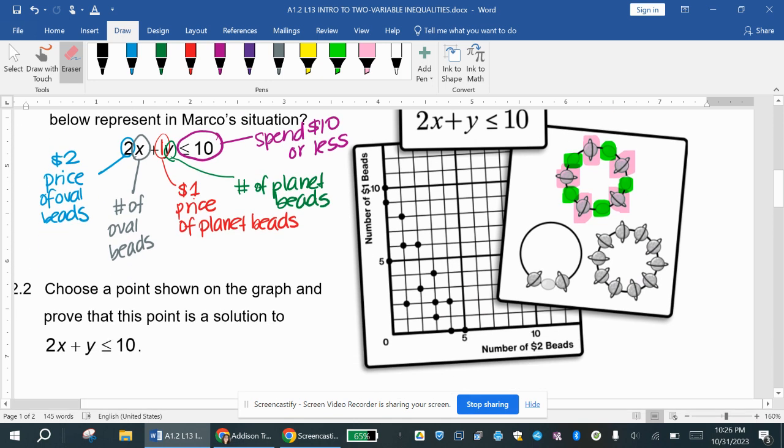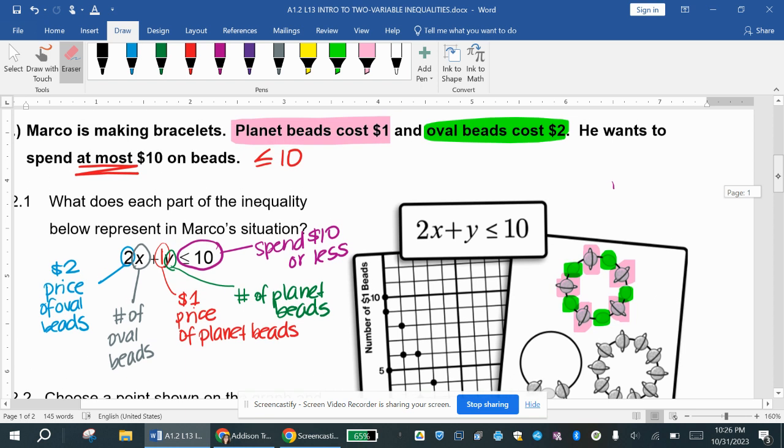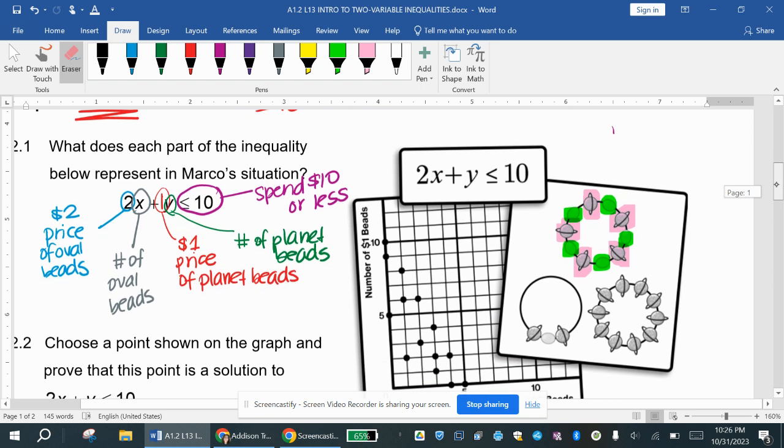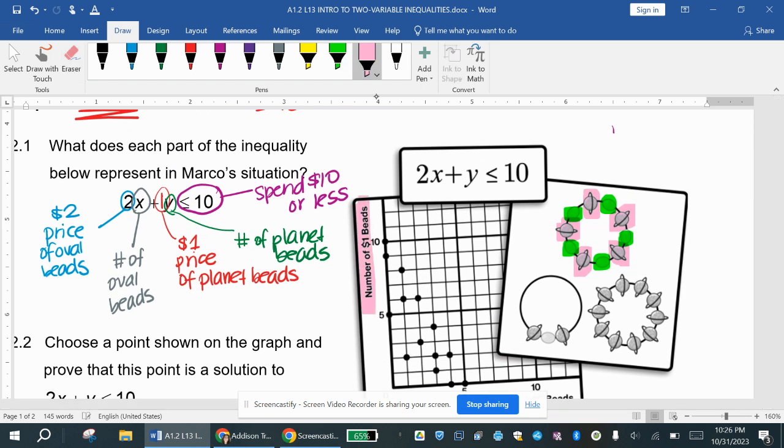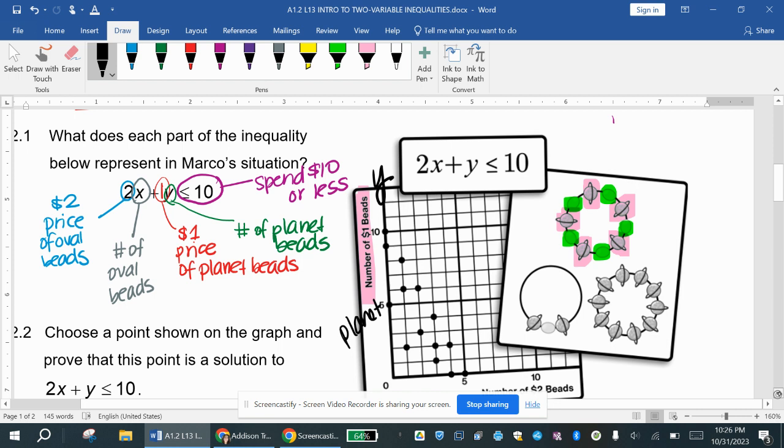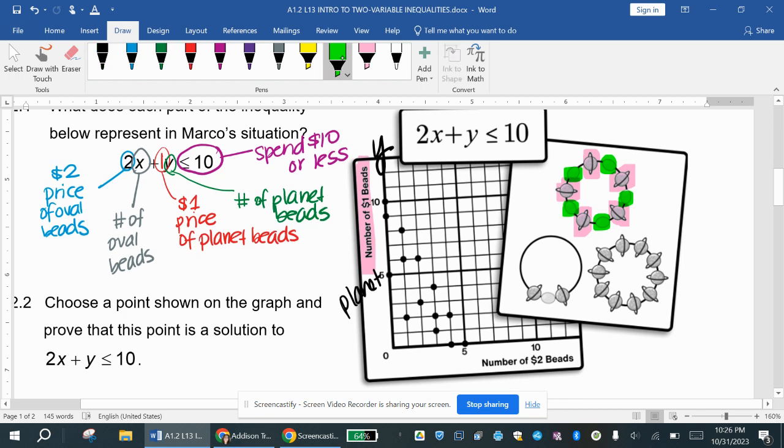So they made a sketch for us of the graph. Notice that the dollar beads, which beads cost $1? Do you remember? So the ones that cost $1 were the planet beads. So this one is talking about the planet beads. So the y-axis represents the planet beads, and then the $2 beads are the oval beads. And that's going to be represented on the x-axis.